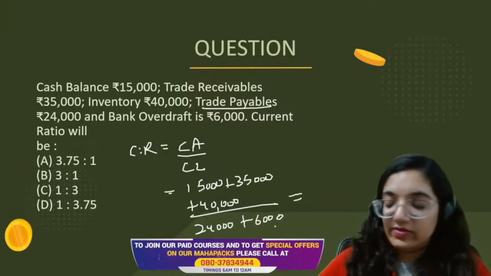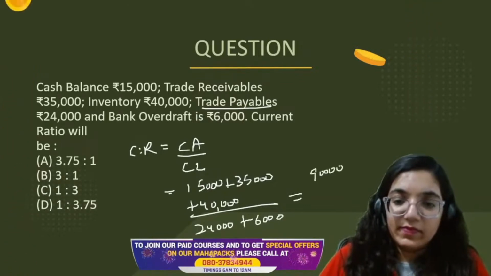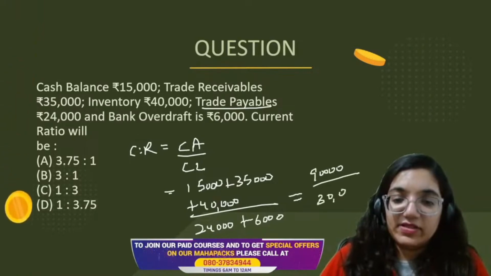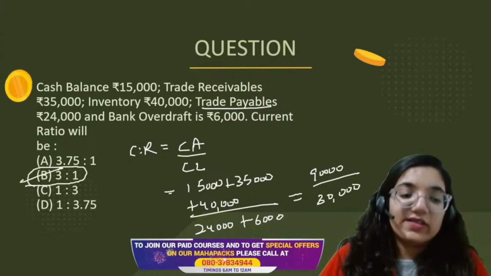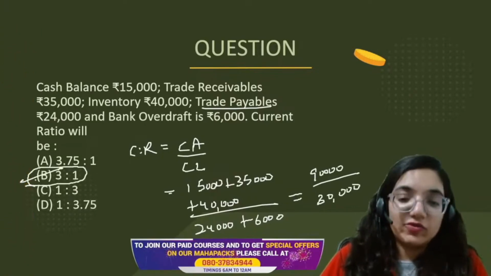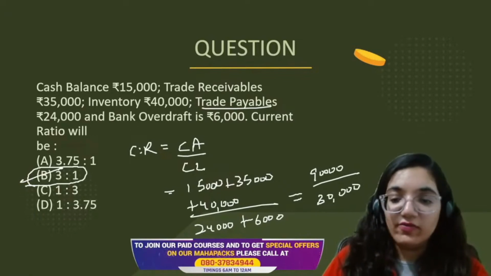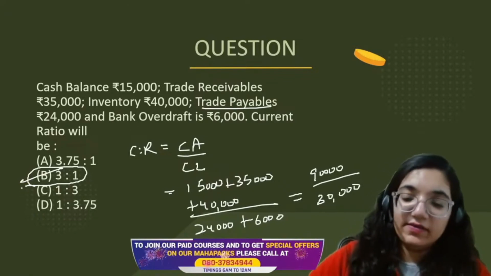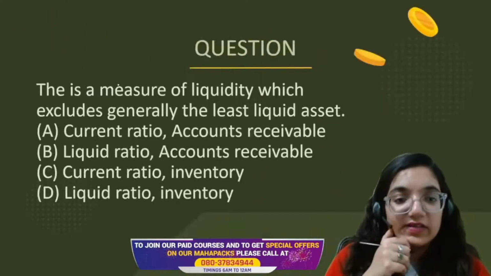It's going to be 90,000 divided by 30. This turns out to be 3:1. The current ratio is specified in absolute ratio form. So 3:1 is the absolute ratio form. Done? It is 3:1. Next question.